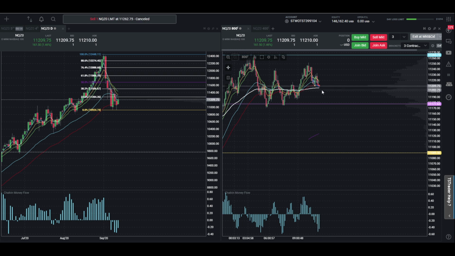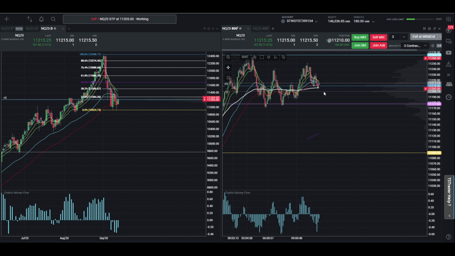Now we have this area here. We have to get in here one more time. We now test the VWAP. Let's see if we continue lower. The next entry will be right here. As you can see, we're now pushing down pretty hard, but this should continue higher from here.